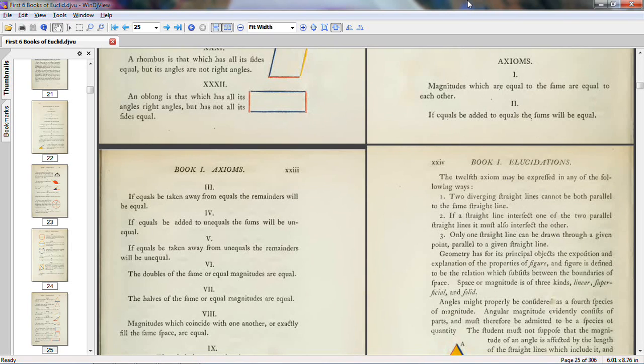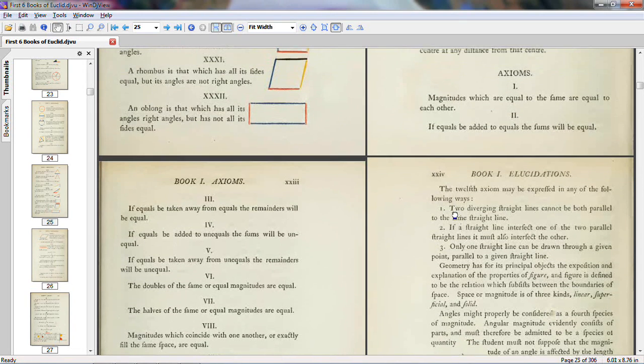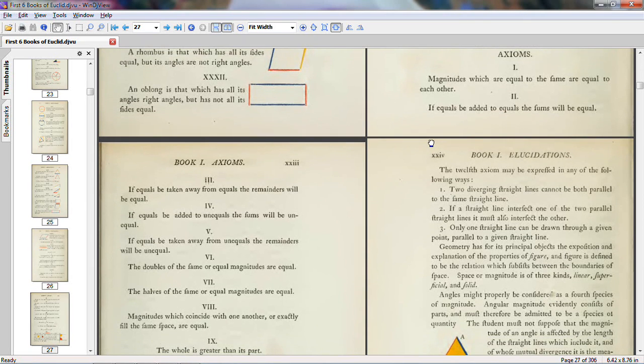Now the axioms. In the modern form, Euclid's axioms contain only five. In this original version, there are 12. And I think I can tell you which ones are not in the current version.